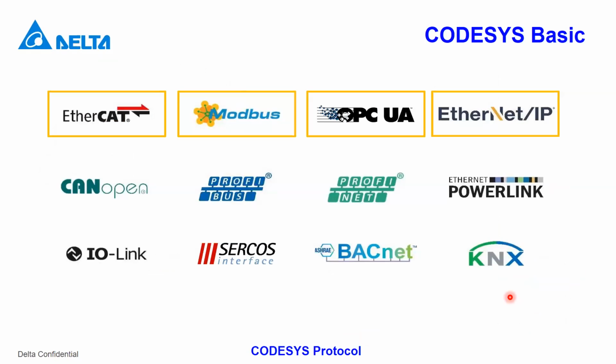And this page will show you the field bus that we just mentioned. So you can see definitely it will include EtherCAT, Modbus, and Ethernet IP.